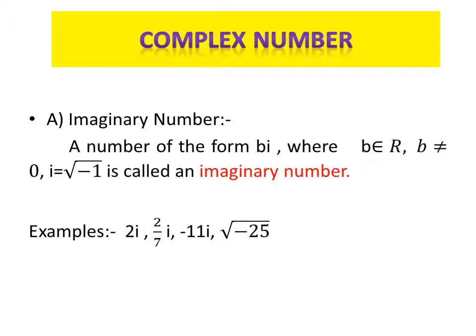Under root of minus 25. About this I am telling here. Under root of 25 only becomes 5, but under root of minus 1 becomes i, which means 5i. 5i is also an imaginary number. Okay, students, let us take this. Consider. Okay, understand.